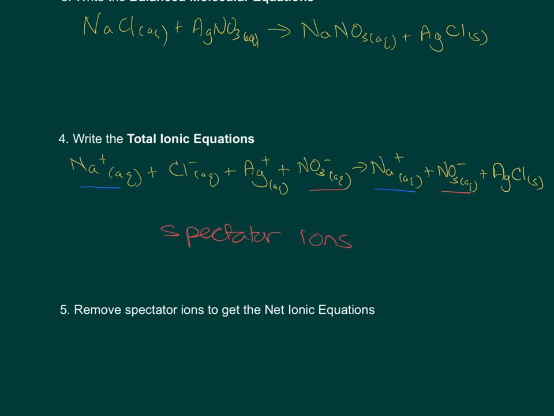So if you just want a neat and clean version of exactly what happened, we can remove the spectator ions and write what is called our net ionic equation, which just shows our precipitate forming from the two ions that interacted to form the precipitate. So that's all there is to it. So hopefully now you're ready to try writing your own balanced molecular equations, total ionic equations, and net ionic equations.